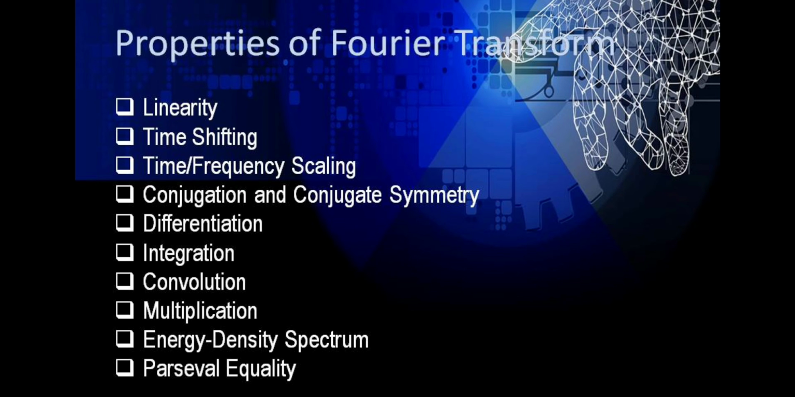So here are the properties of Fourier transform. We have linearity, time shifting, time or frequency scaling, conjugation and conjugate symmetry, differentiation, integration, convolution, multiplication, energy density spectrum, and Parseval equality. This will be discussed further by the next group, so refer to the next video.